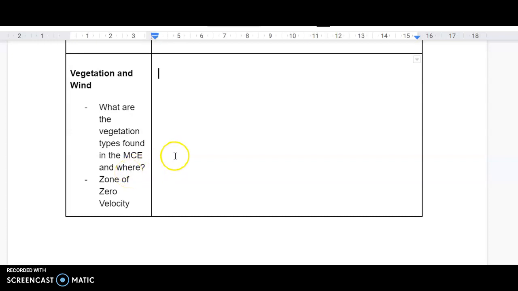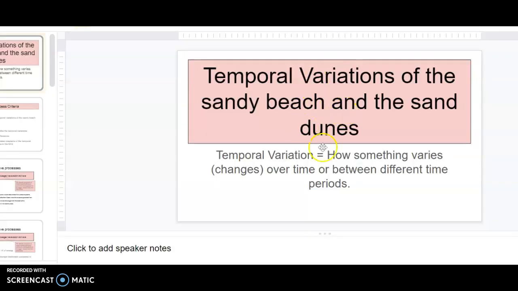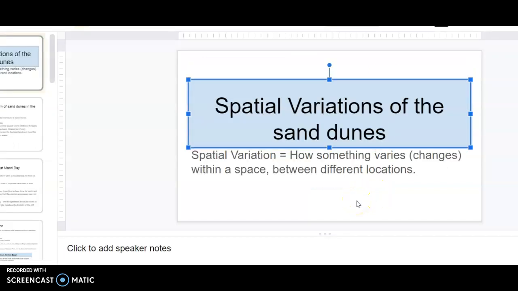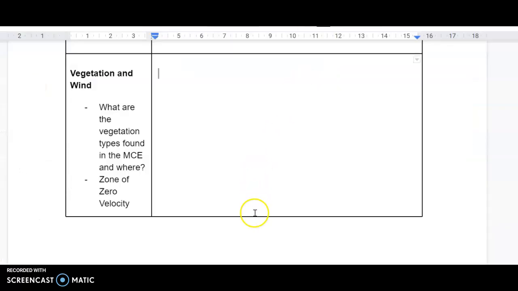Looking forward this week, we're going to tidy this up, and then by the end of the week, we're going to understand the temporal variations of the sandy beach and the sand dunes. So temporal being changes over time. And we're also going to understand the spatial variations of the sand dunes. And I will send out more of these little recordings.